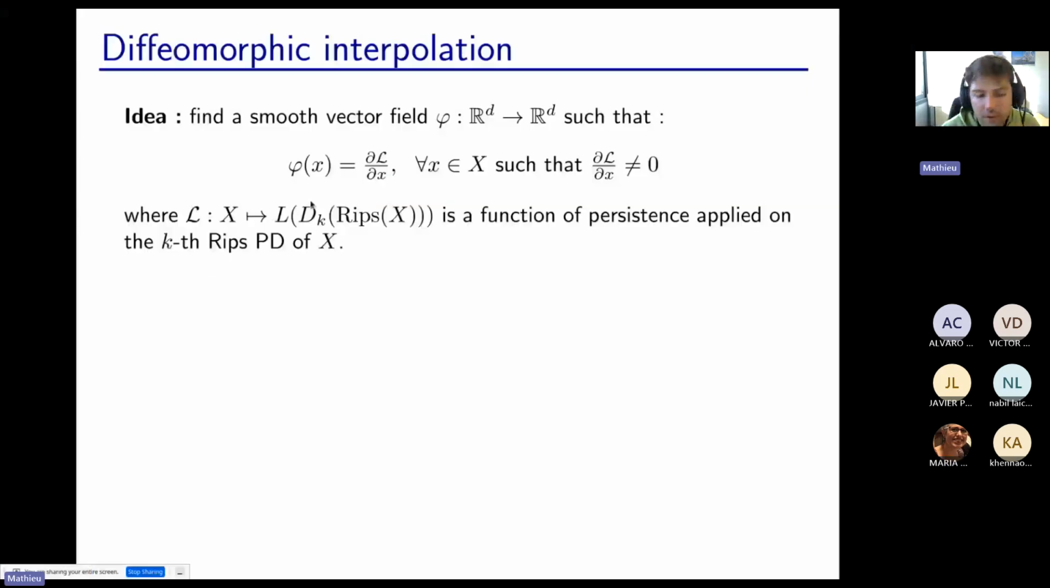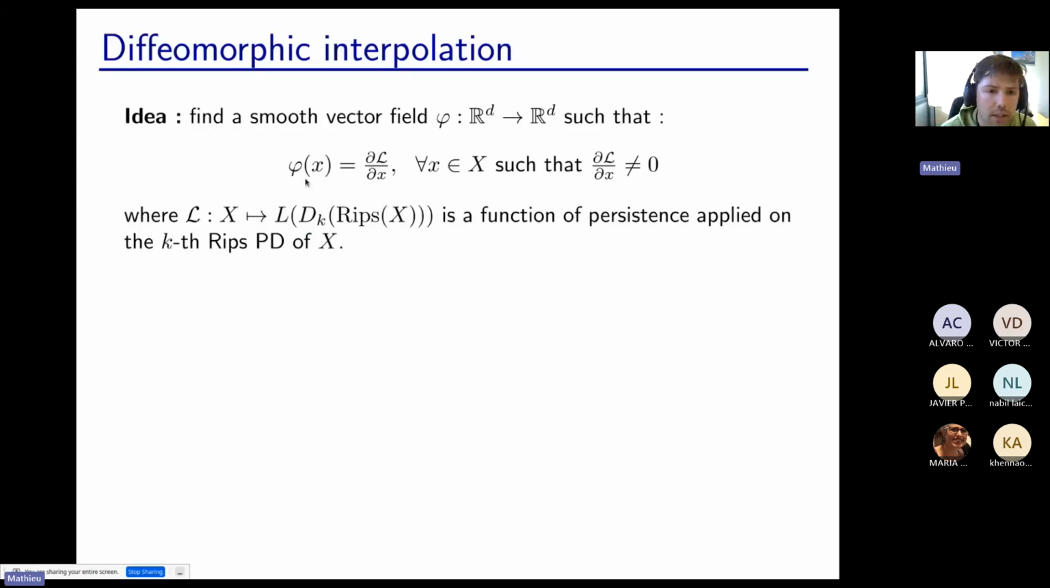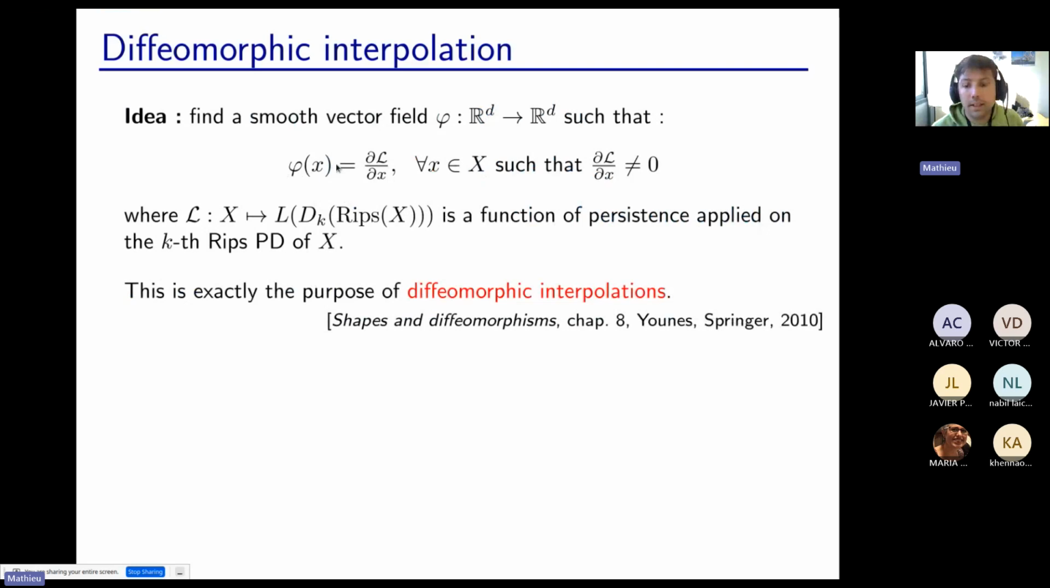Obviously, I don't want any vector field. I want one that coincides with my gradient on the critical points. So everywhere that my gradient is non-zero, I want the gradient to be the same as the vector field. But on the rest of the space, I'm free. I just want this constraint. This is actually a topic called diffeomorphic interpolation, and maybe some of you know that already from shape analysis. It's been used in very, very different contexts.